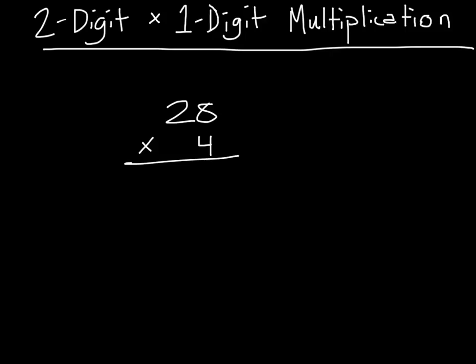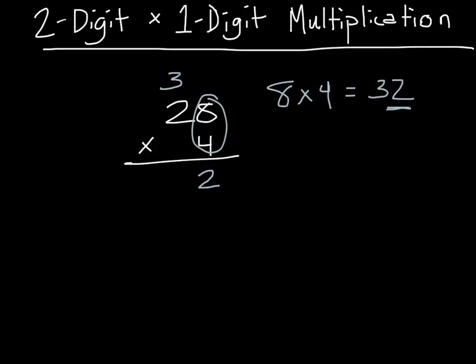So 8 times 4 is 32, but we're just going to put the 2 down here and we're going to carry that 3 up above the tens place, because let's think about what we just did. We did 8 times 4 and that equals 32. The 2 is in the ones place, so that's the only digit that we want to put here, and that 3 is in the tens place, and so we actually need to carry that 3 up here and put it in the tens place. The next step is to multiply this 2, which is actually 20, times the 4.